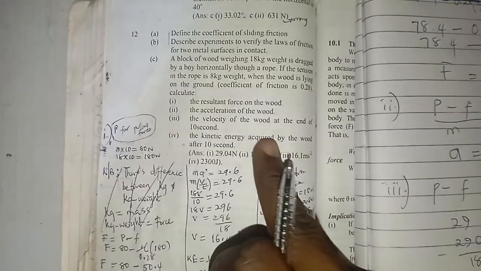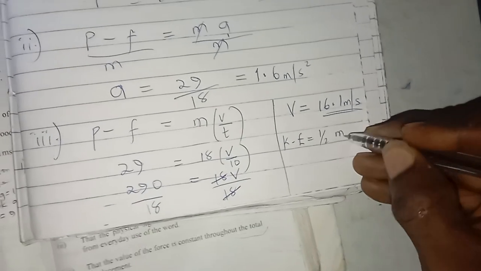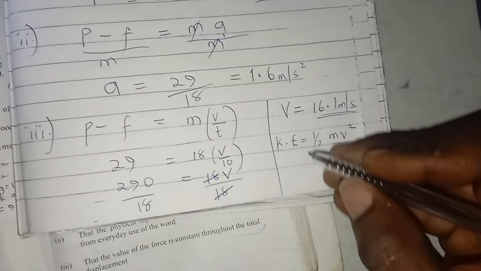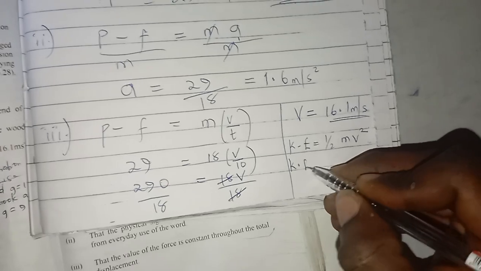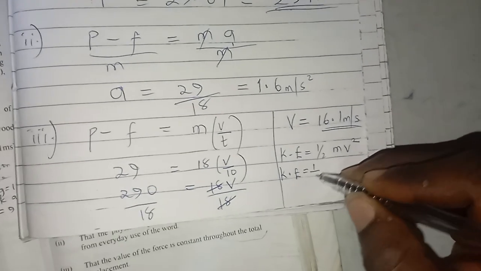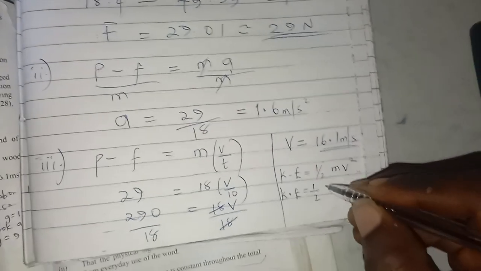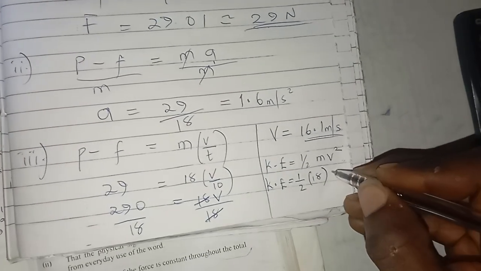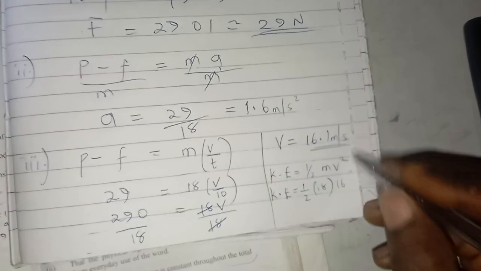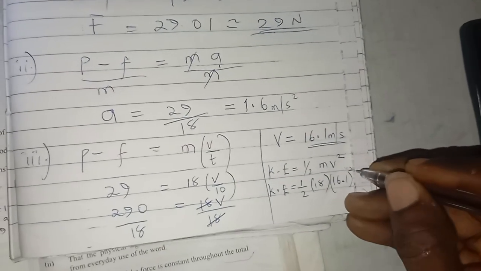So after 10 seconds, I remember the velocity here is after 10 seconds as well. So kinetic energy KE is simply given by half mv squared. Since they said after 10 seconds, thank God, because the velocity I have is also at 10 seconds. So it will be half, and it is the wood they are talking about, so I will use the mass of the wood, which is 18. Then the velocity here is after 10 seconds, and the kinetic energy they're asking me is after 10 seconds. So I just use 16.1 squared.